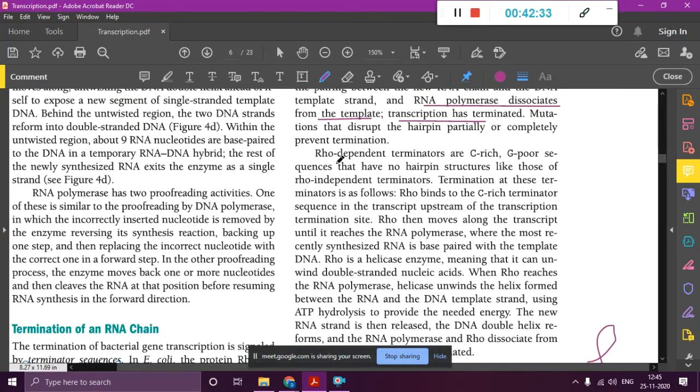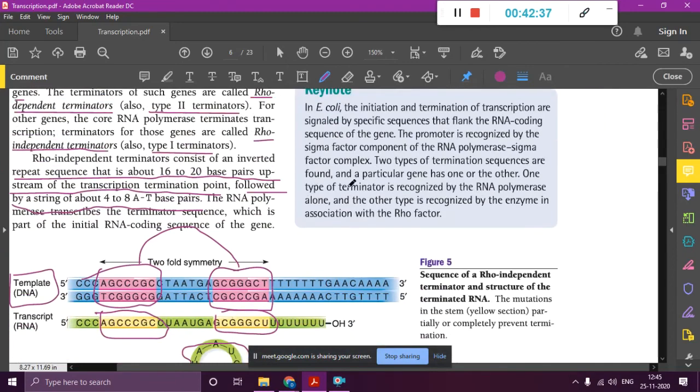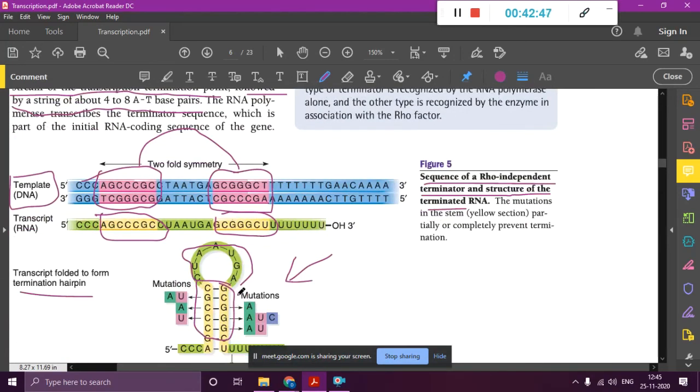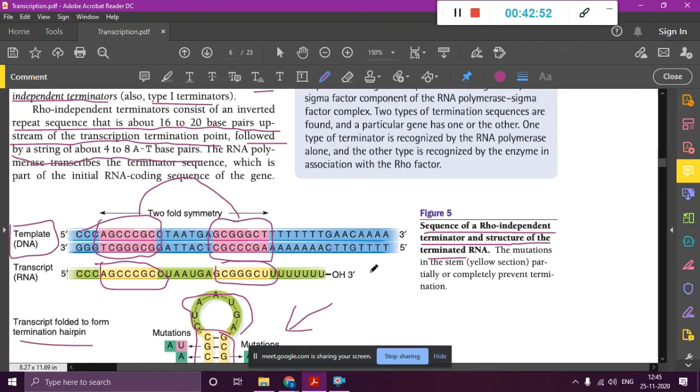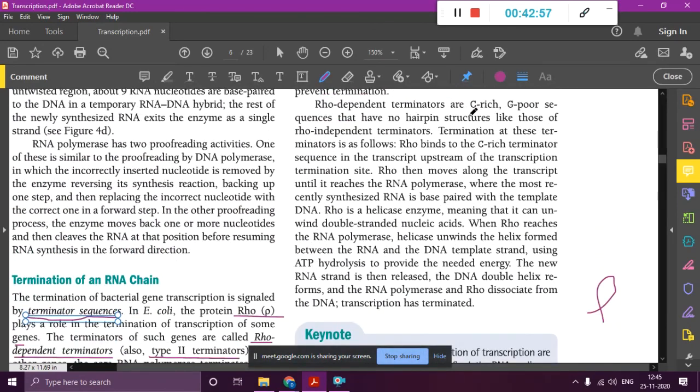So now, we were talking right now of the rho independent terminator, which has got a hairpin. These rho independent terminators have a hairpin. Now let us go to the rho dependent terminators. They are C rich, they have lots of C's and fewer G's, and they have no hairpin structures like those of rho independent terminators.